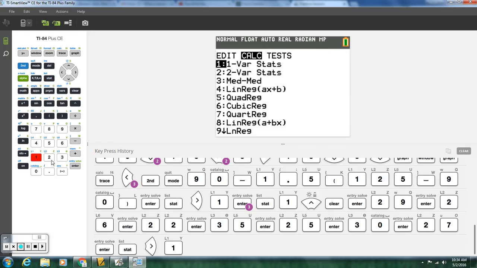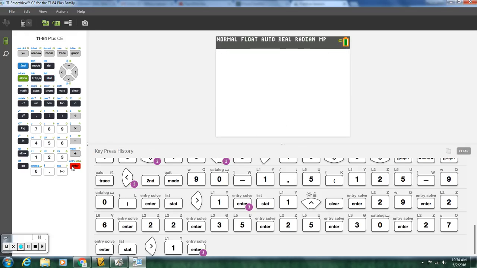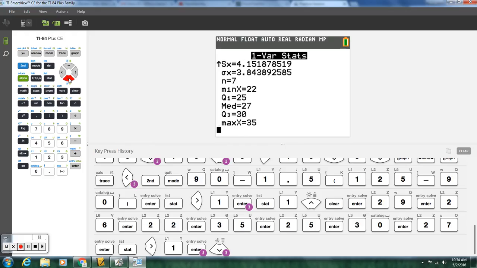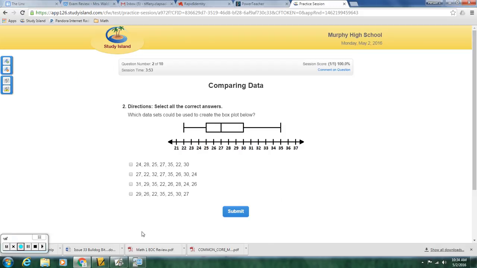There's that count, one variable. And the numbers we need are at the bottom. So minimum is 22. Q1 25, median 27, Q3 30, max 35. Minimum 22, Q1 25, median 27, Q3 is 30, maximum 35. Is that the one we have?